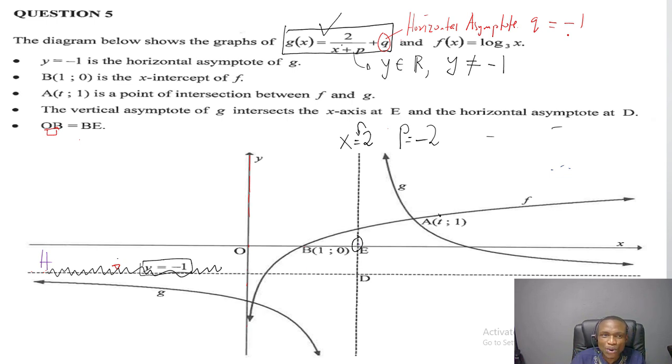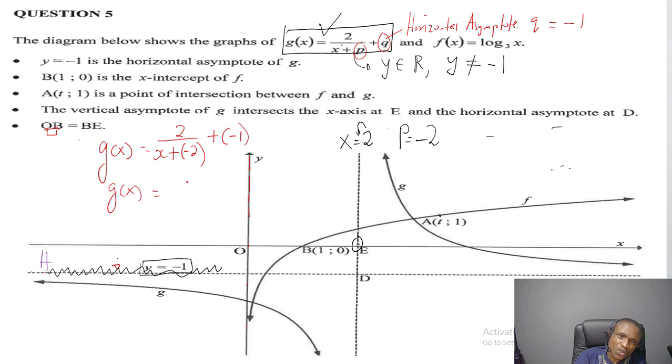So I have p, I have q. Now I know the equation of g. It means the equation of g is going to be 2 over x plus, we found p to be negative 2, negative 2, plus, we found this q to be negative 1. So it means the equation of g is 2 over x minus 2, minus 1.